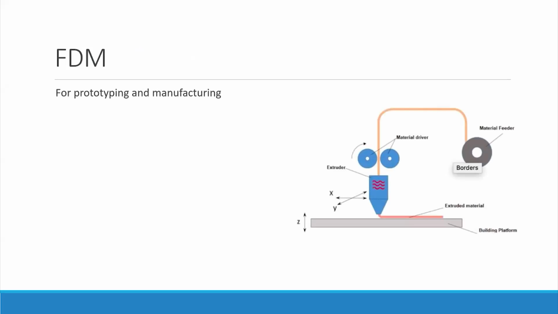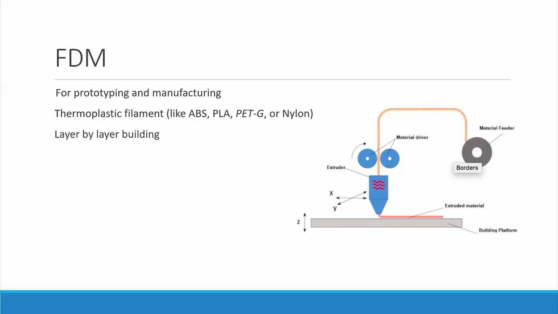FDM, fused deposition modeling, is a manufacturing process widely used for prototyping. The basic idea behind FDM is using thermoplastic filaments like ABS, PLA, PETG, or nylon, and heating them until melting point, and then extruding through the nozzle layer by layer to build up the desired shape. This process is simple, low cost, and versatile, compared to regular manufacturing processes.